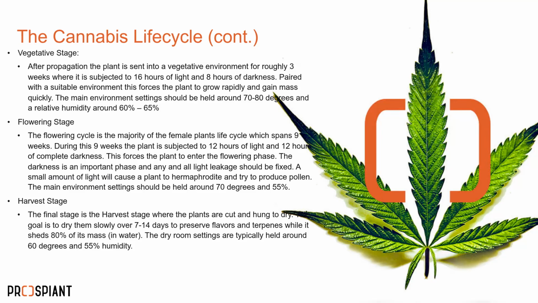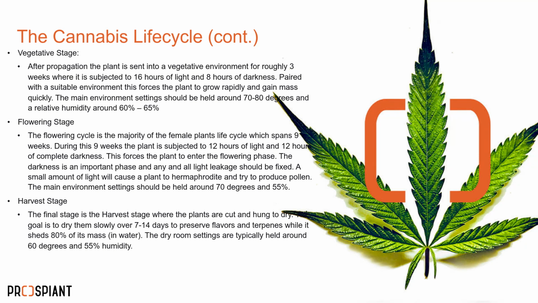Next is the flowering stage, probably the most important stage in the whole process. This is where the plant is basically forced into a flower cycle. It's in this phase for about 9 weeks. And during these 9 weeks, we run about 12 hours of light, 12 hours of complete darkness. And the key term there being complete darkness. Basically, when you cut it to 12 hours of darkness, it forces the plant into the flowering phase. It's super important in this darkness phase that any light leakage at all should be fixed.